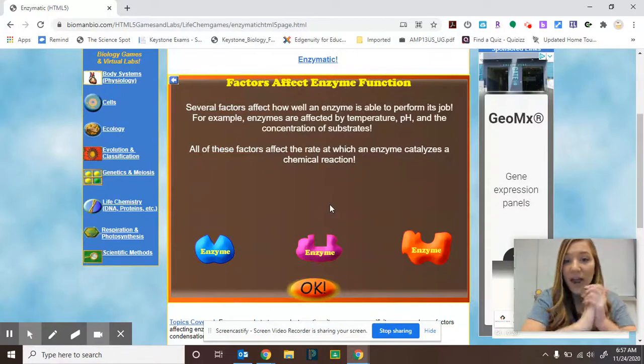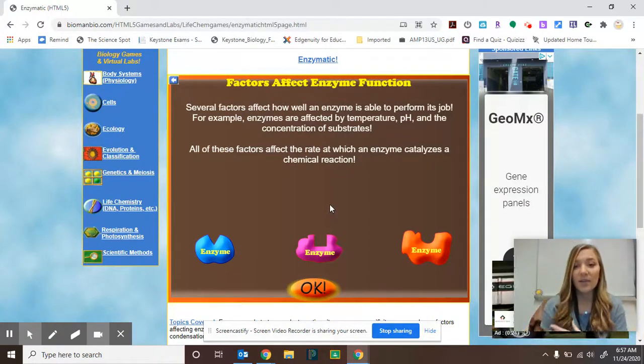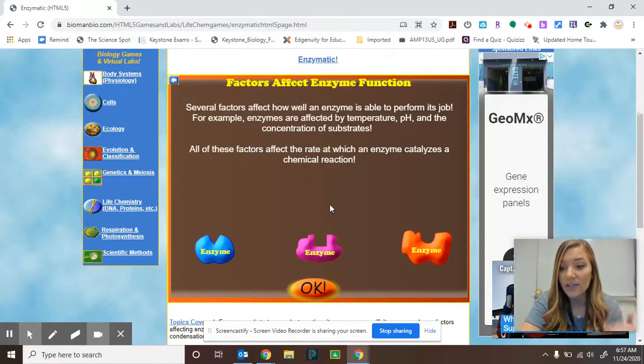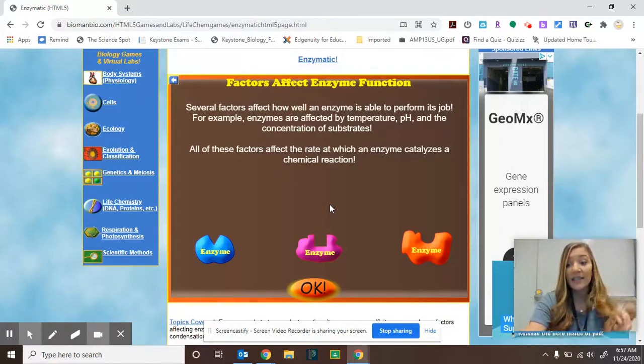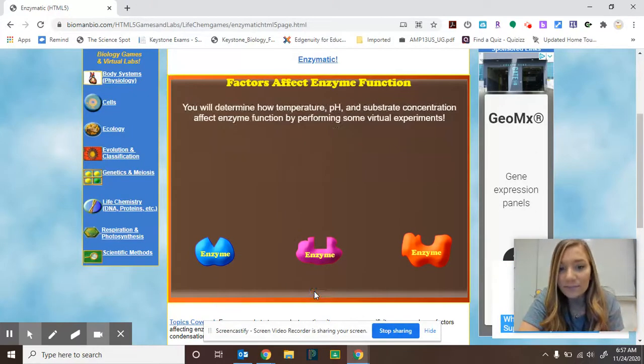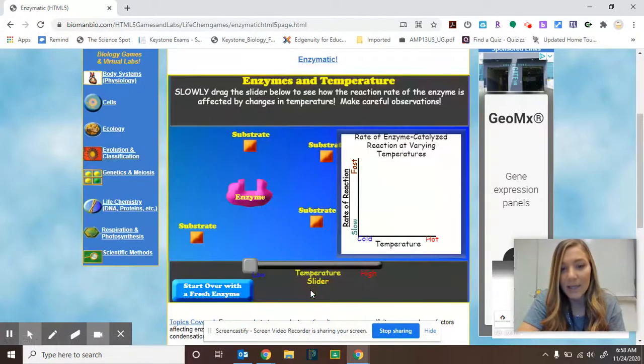So several factors will affect how well an enzyme is able to perform its job. For example, enzymes are affected by temperature, pH, and the concentration of those substrates. All of these factors will affect the rate at which this chemical reaction is going to be catalyzed. And remember, a catalyst means something that speeds up reactions without being consumed by it. That's what an enzyme is. So we're going to determine how those factors affect enzymes by doing a couple of virtual experiments. We are first going to look at temperature. We're going to enter the lab by pressing OK.